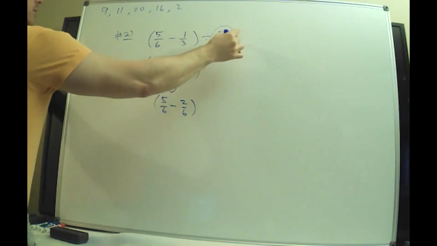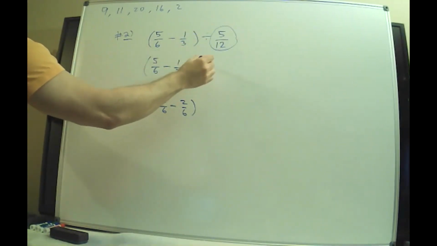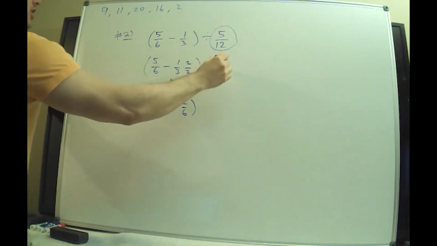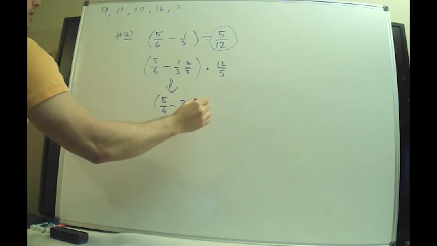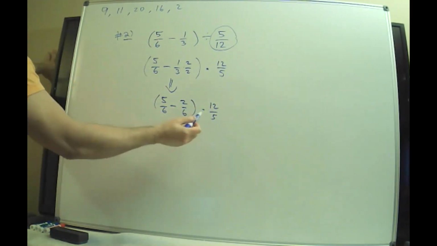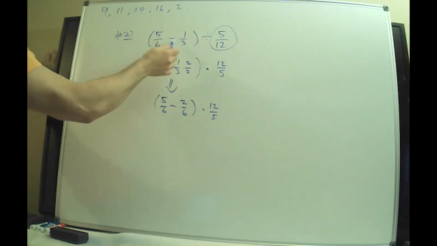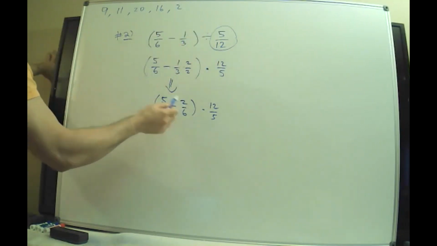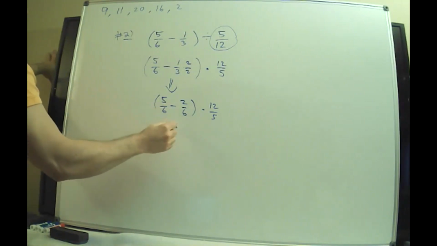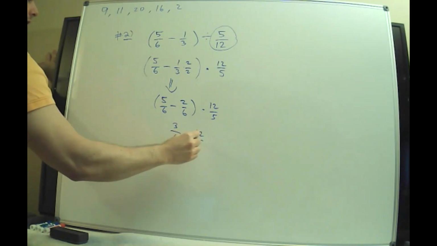However, what I can do, when you divide by a fraction, you flip the fraction and change it to multiplication. So when I finish combining these two together, I'm going to multiply by 12 over 5, right? Flip, keep, or whatever it is. Keep, change, flip. That's how it goes. So here, 5 take away 2 is 3. So you get 3 over 6 times 12 over 5.